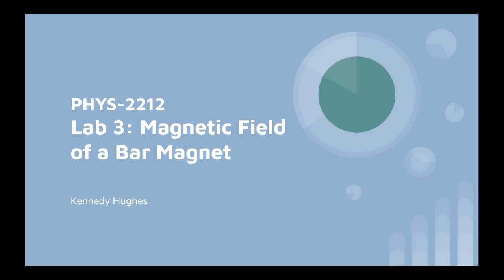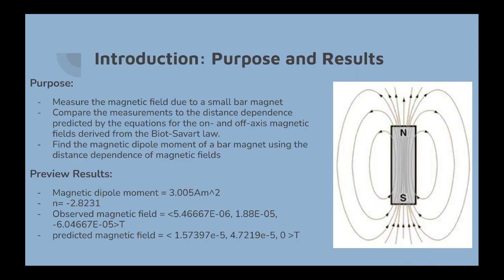This is Lab 3, Magnetic Field of a Bar Magnet. The purpose of this lab is to measure the magnetic field due to a small bar magnet and find the magnetic dipole moment of a bar magnet using the distance dependence of magnetic fields. Our preview of the results of the magnetic dipole moment is this, N is this, and then we have the observed and predicted magnetic field as shown.